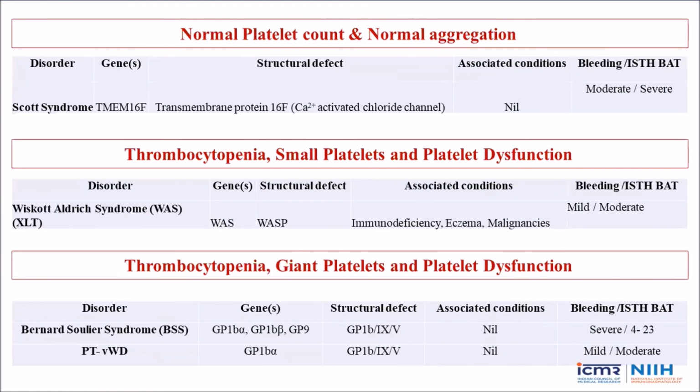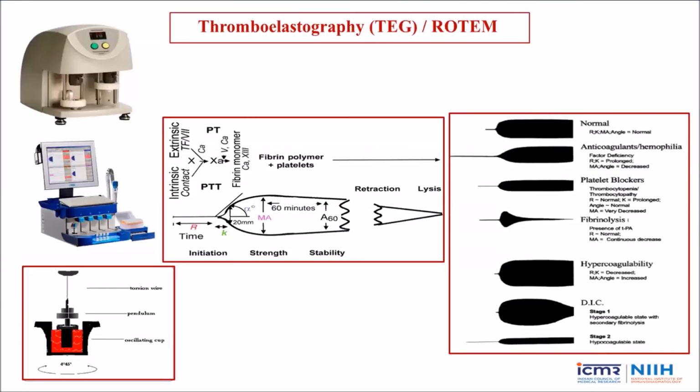Now the disorder where you get normal platelet count and normal aggregation, that is the Scott syndrome, that is the procoagulant activity that is defective there. Thrombocytopenia, small platelets and platelet dysfunction that you can see commonly in Wiskott-Aldrich syndrome. Thrombocytopenia, giant platelets and platelet dysfunction you can see in Bernard-Soulier syndrome or platelet type von Willebrand disease.